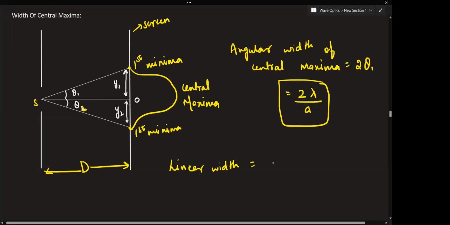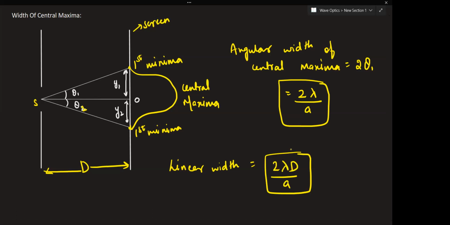So linear width is given as 2 lambda D by d. So these are just two formulas. Just note it down. This is regarding the width of the central maxima.